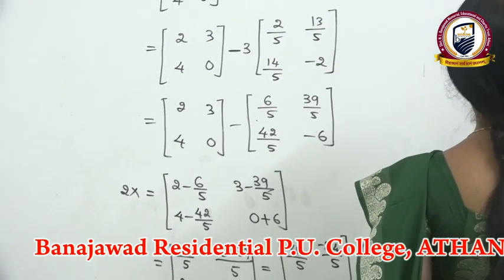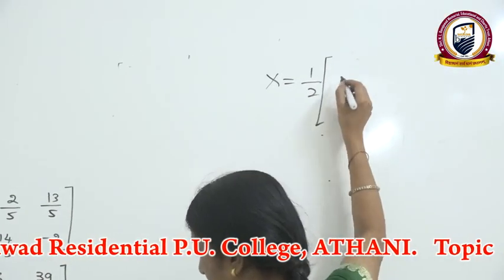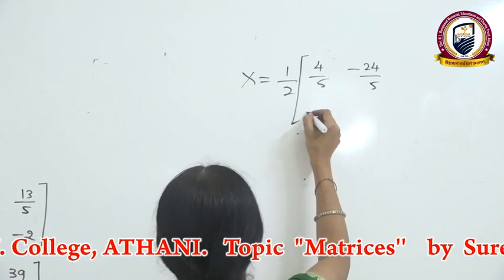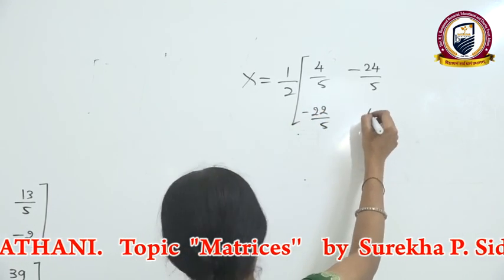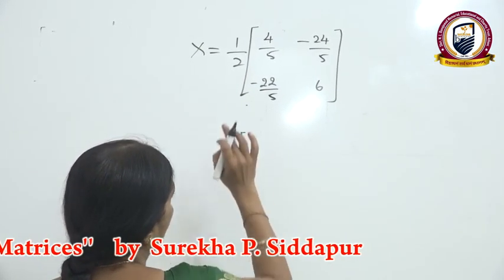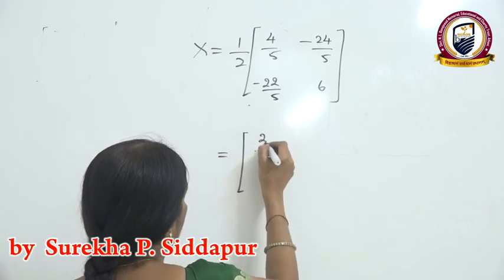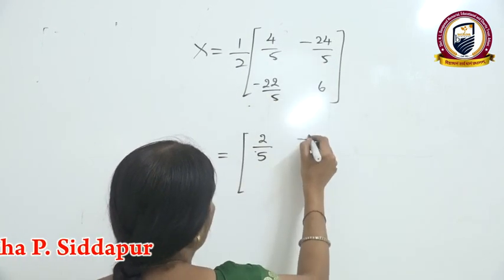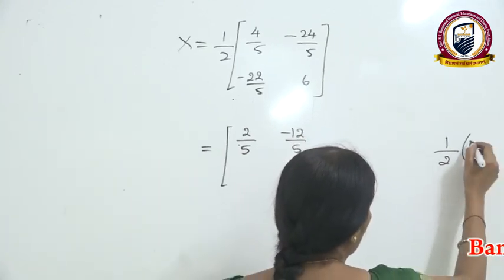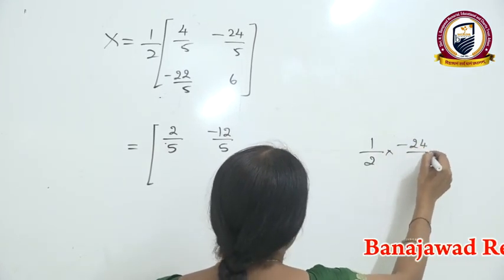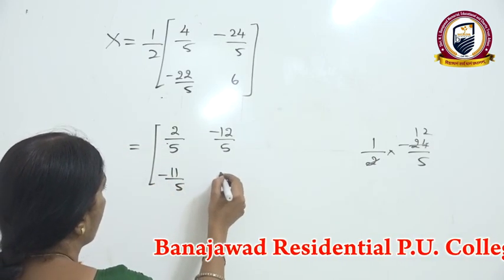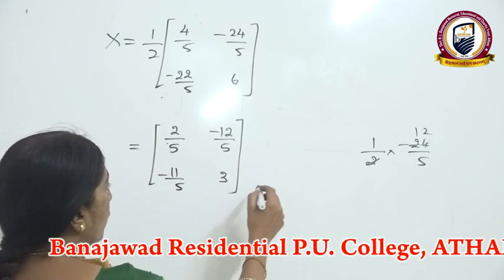So x is equal to, taking 1 by 2 on this side. Now each element is multiplied with 1 by 2. If cancellation, go for cancellation. 1 by 2 into 4 by 5 is 2 by 5. This is minus 12 by 5. Why minus 12 by 5 here? 1 by 2 into minus 24 by 5. See the cancellation, and it is minus 11 by 5, and this will be 3. Yes, see, this is the value for x.